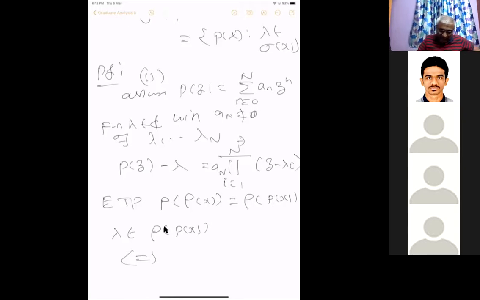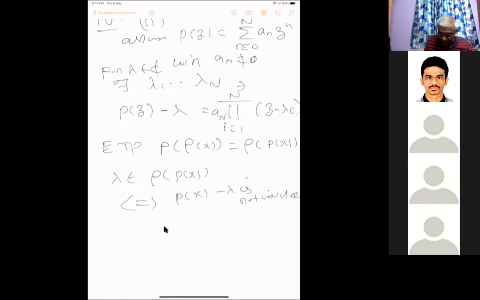lambda is in rho of p(x) means p(x) minus lambda is invertible. That's the meaning of this. I'm claiming that that is equivalent to saying p of rho of x. Now this p(x) minus lambda is a product of some n elements in A. Okay? And in any ring, the product of n commuting elements is invertible if and only if each one is invertible. It is just easy.